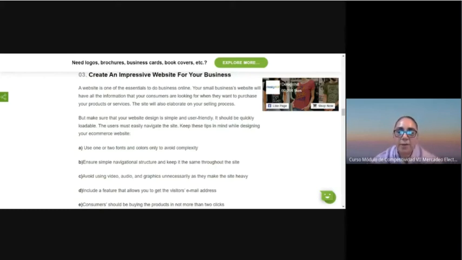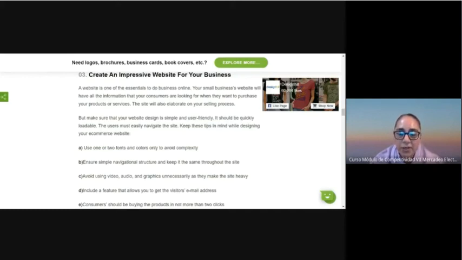Also, you can use the colors of your preference, but remember that we have a psychology for the colors, so you have to make sure that the color represents your company really well. You have to ensure a simple navigation structure and keep it the same throughout the site. Avoid using a lot of videos, audios, and graphics that are not necessary because they make the site heavy. You don't want your website to be slow or hard to load.